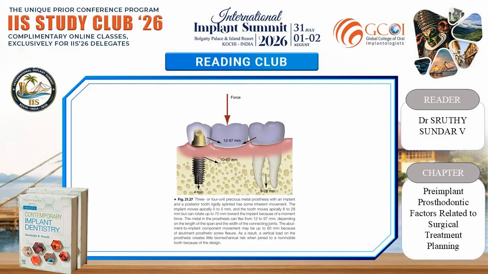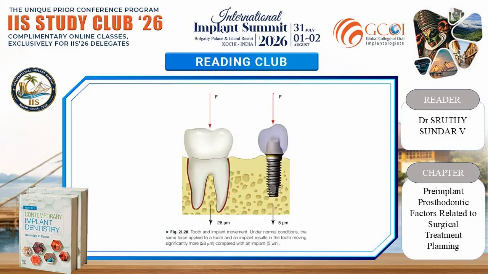The metal in the prosthesis can flex from 12 to 97 µm depending on the length of the span and the width of the connecting joints. The abutment to implant component movement may be up to 60 µm because of abutment prosthetic screw flexure. As a result, a vertical load on the prosthesis creates little biomechanical risk when joined to a non-mobile tooth because of the design. Moving on to the tooth and implant movement. Under normal conditions, the same force applied to a tooth and an implant results in the tooth moving significantly more, 28 micrometers compared with an implant, which is 5 micrometers.